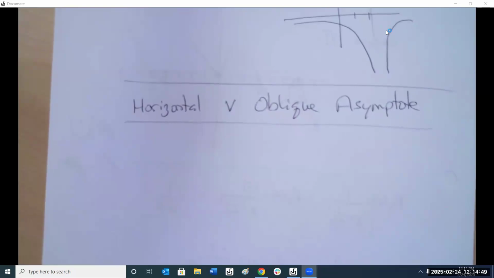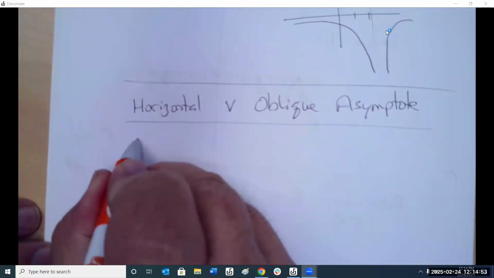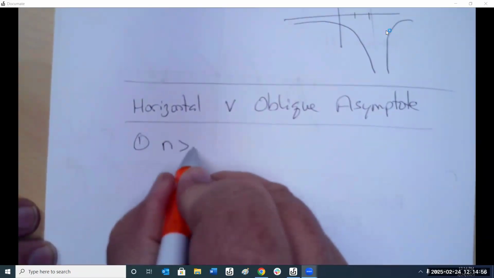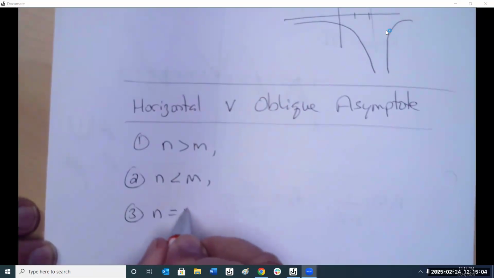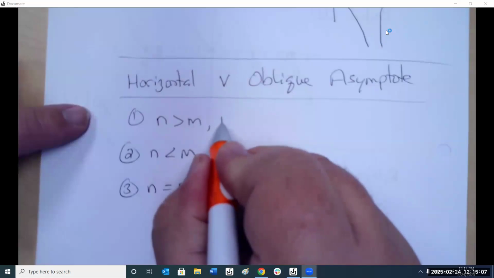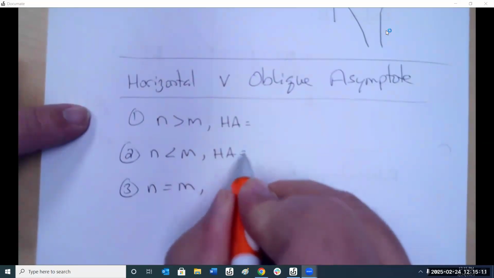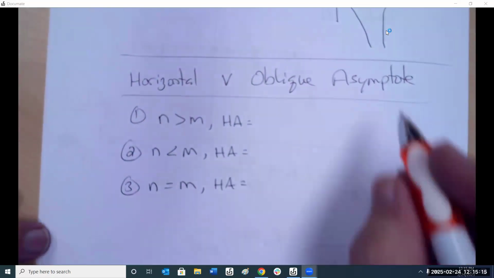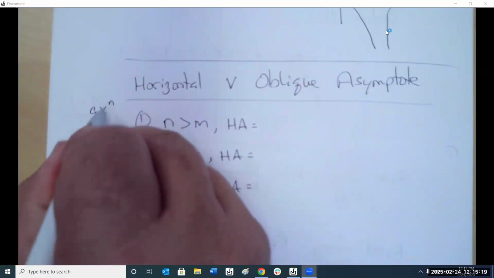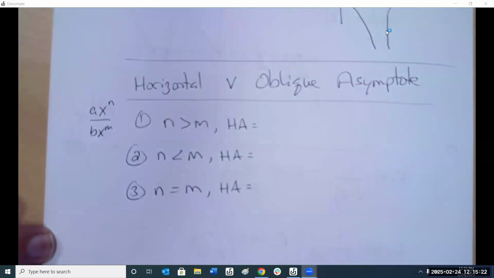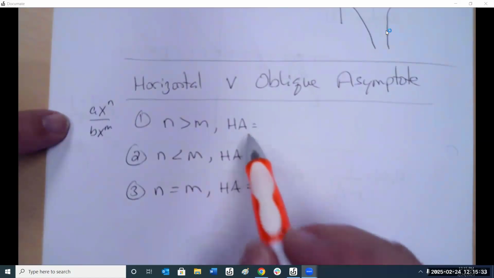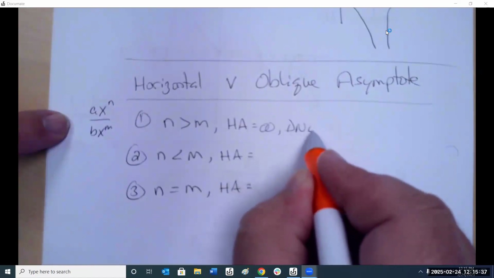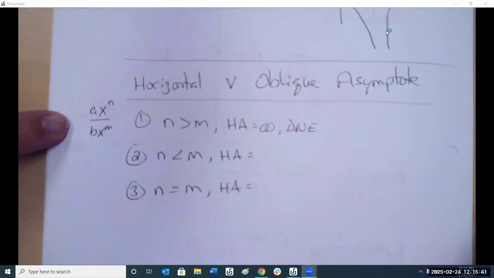There's always the exception to the rule. Remember, horizontal asymptotes. If n was bigger than m, if n was less than m, if n was equal to m, remember we had a x to the n, b x to the m. So what would this horizontal asymptote be? Doesn't have one. Yeah, it goes to infinity, so it doesn't exist. Because the top is bigger than the bottom.